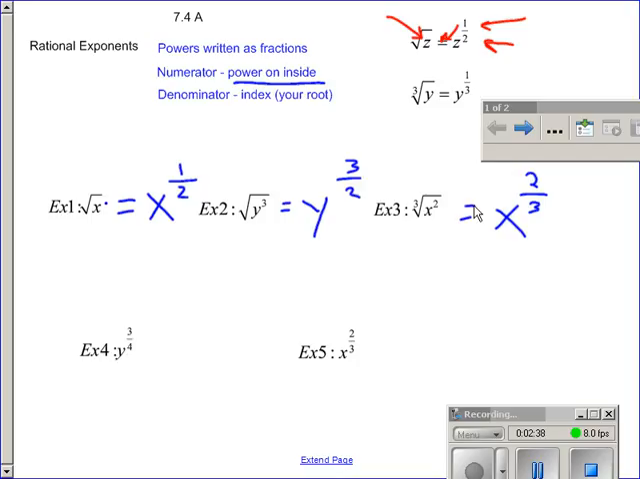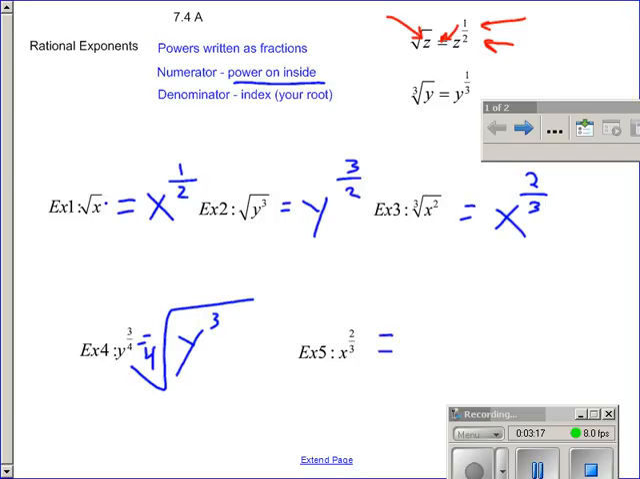Example 4. Now we give you the fractional power, so y to the 3/4, and we need to turn it into a radical. So we're starting with y. If the numerator was 3, then that 3 should stick with it on the inside. Put the root around it. Because we had a 4 in our denominator, 4 goes here in our index. So y to the 3/4 power equals the 4th root of y to the 3rd.